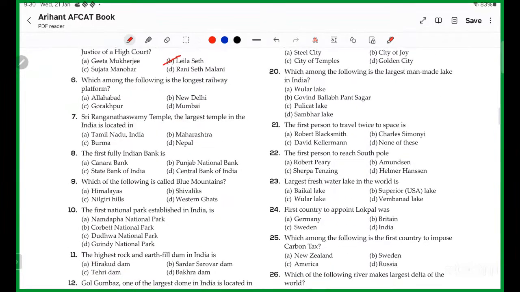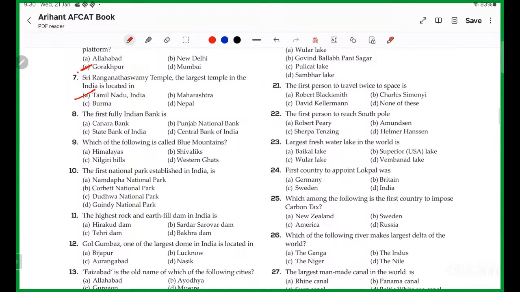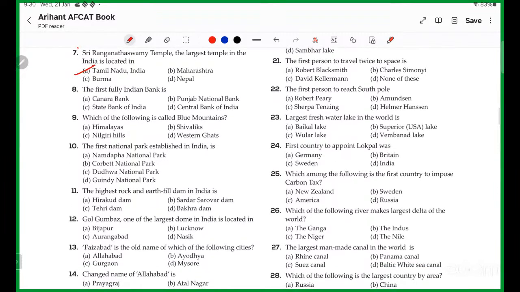Which of the following is the longest railway platform? Gorakhpur. Sri Ranganathaswamy Temple, the largest temple in India, is located in Tamil Nadu. The first fully Indian bank is Punjab National Bank. Which of the following is called Blue Mountains?